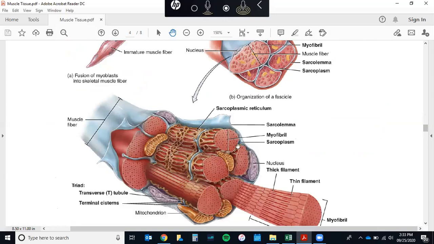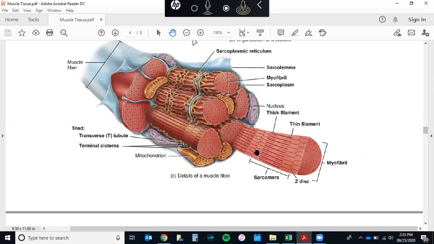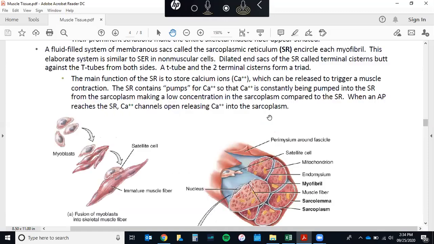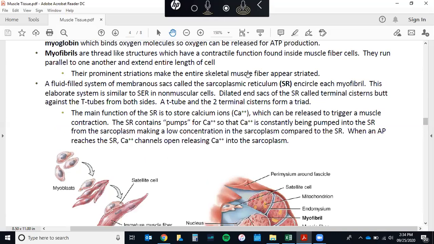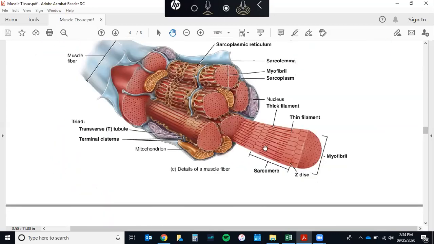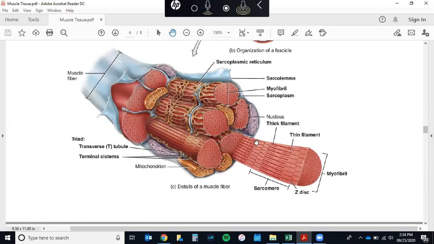We'll talk about their structural makeup more on the next page, where they're divided into what we call sarcomeres, and how they're made up of thick and thin filaments, which are the structures involved with the contraction process. It's this arrangement of the thick and thin filaments within a myofibril that produces those prominent striations that we find in skeletal muscle fibers, and therefore skeletal muscle, when you look at it under a microscope. We also see the same situation, myofibrils, sarcomeres, that kind of stuff, in cardiac muscle.